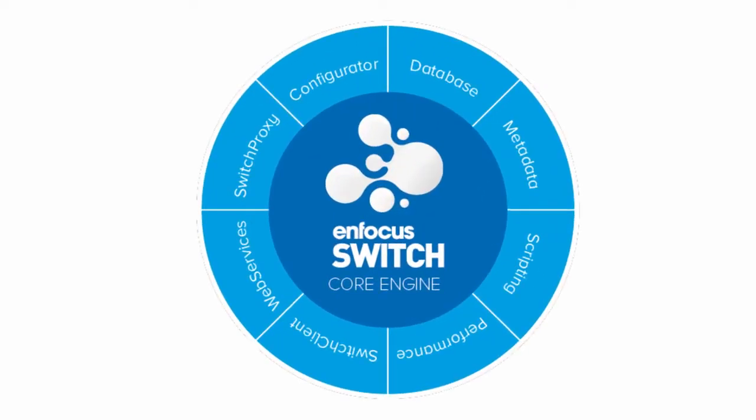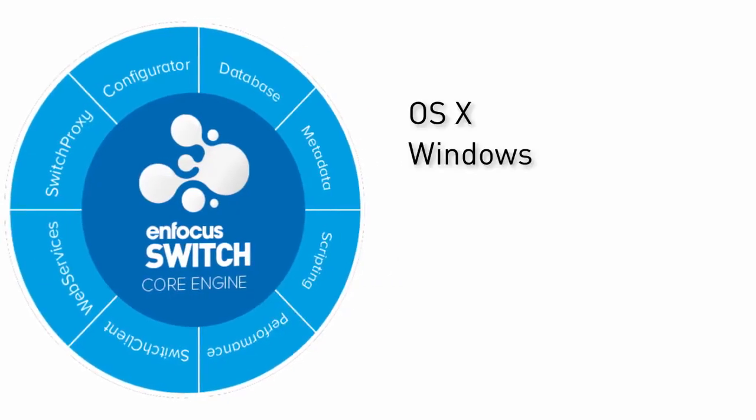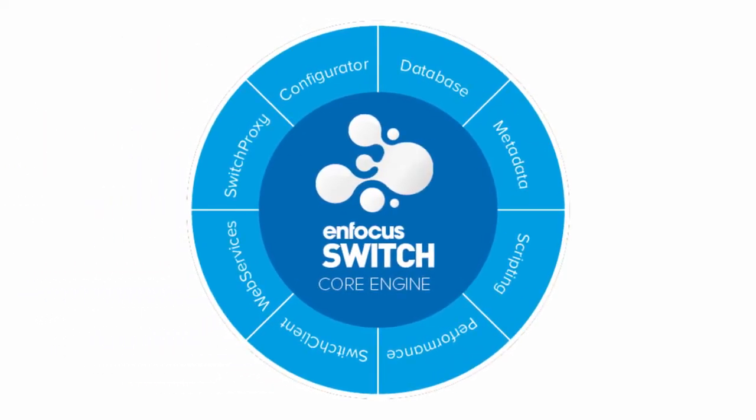Switch is an automation tool for both OS X and Windows that can automate a whole host of repetitive tasks that are very often still done manually. Switch is built up in a modular way around a core engine and a number of modules that extend its functionality. This movie focuses exclusively on the metadata module. It is recommended that you've already watched the movies on Switch Core Engine and the Configurator module before this one.